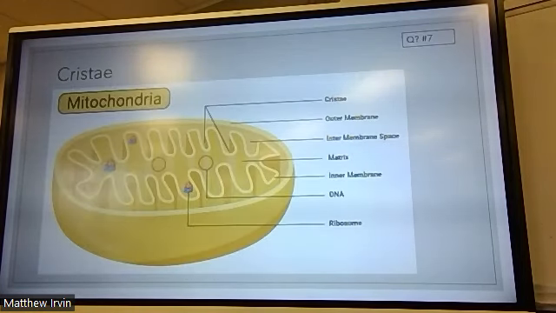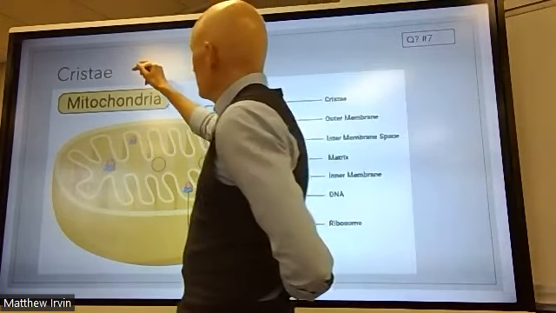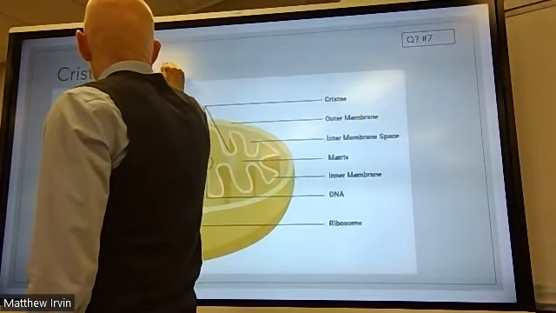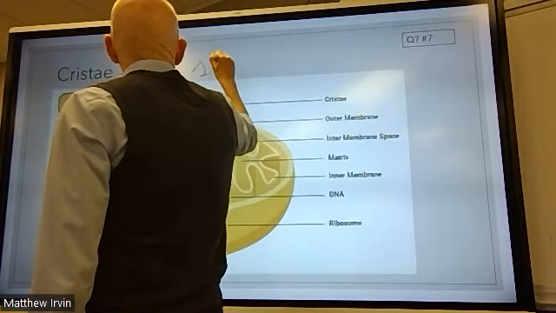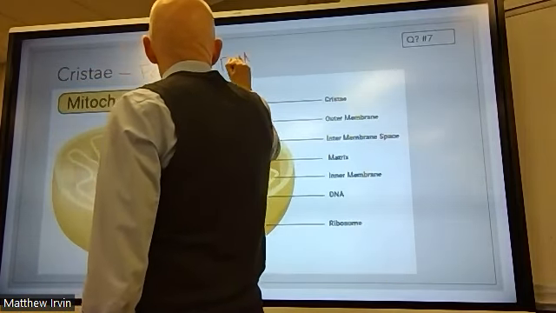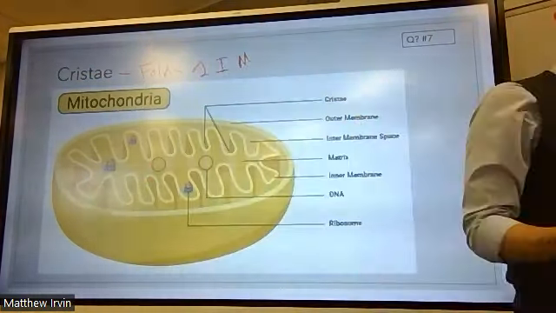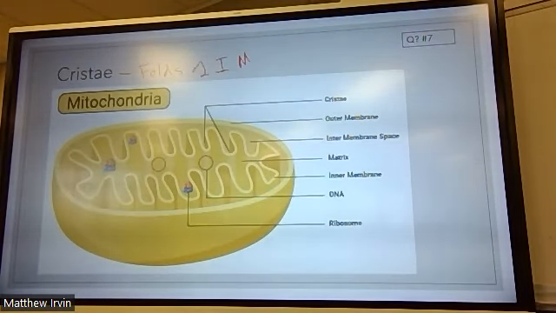All right, so other ways that we see an increase in surface area. In our mitochondria, we've got the cristae, so the folds of the inner membrane create more surface area. So you can have more electron transport chains happening, so you can produce more ATP.